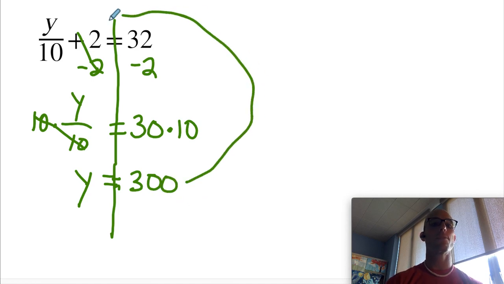Real quick check. 300 divided by 10 is 30, plus 2 is 32. Sure enough, we're good to go. Okay, there you go. That's target 1 for Algebra 1.